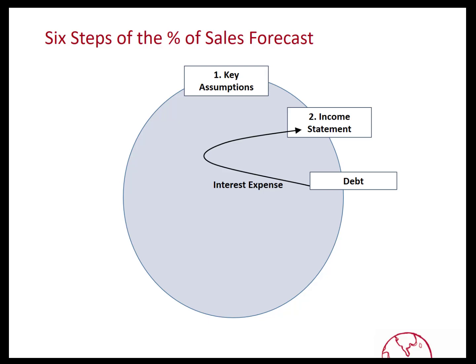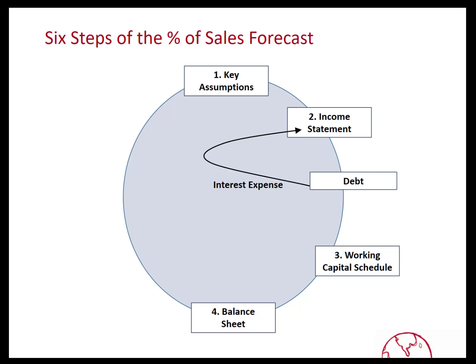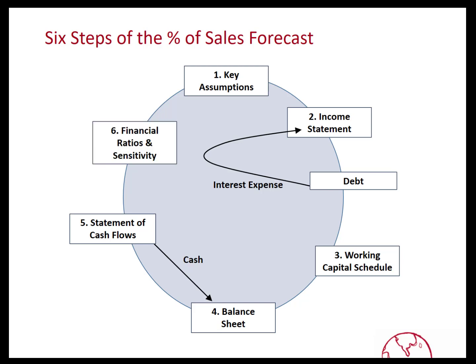Once we have an assumption for debt, we're going to be able to make assumptions about working capital, meaning accounts payable, inventory, and accounts receivable. And with that, we're going to be able to start the balance sheet. There's going to be one item that we're not sure of, which is cash. So we're going to have to plug for cash and then confirm it using the statement of cash flows. Once we have all 3 statements completed, we're going to look at the financial ratios that we calculate, make sure they look reasonable, and check the sensitivity to the assumptions in our model.